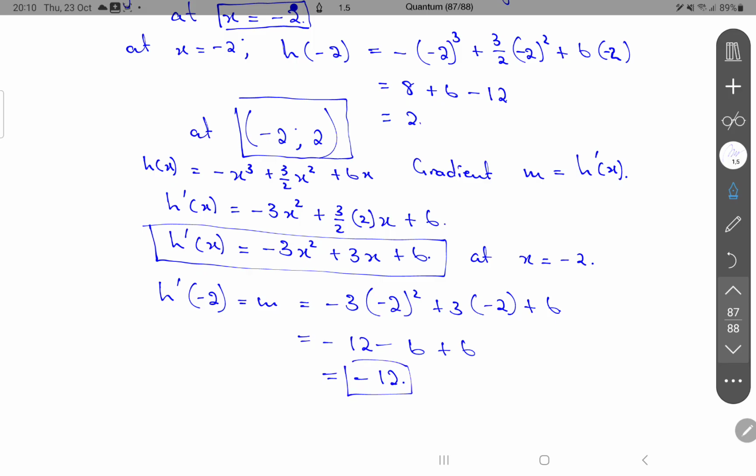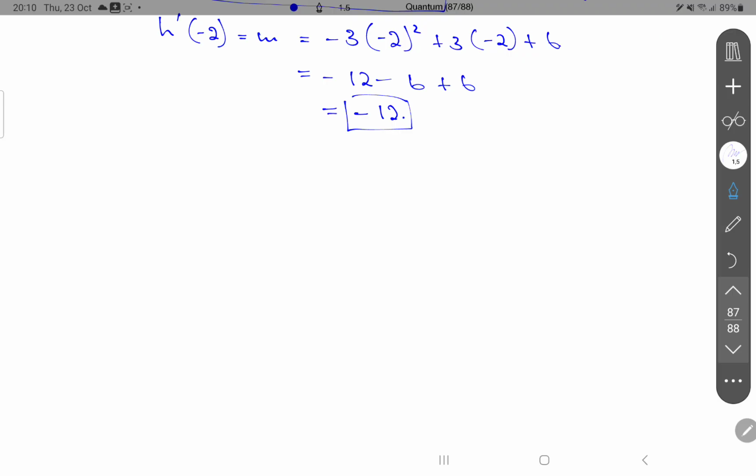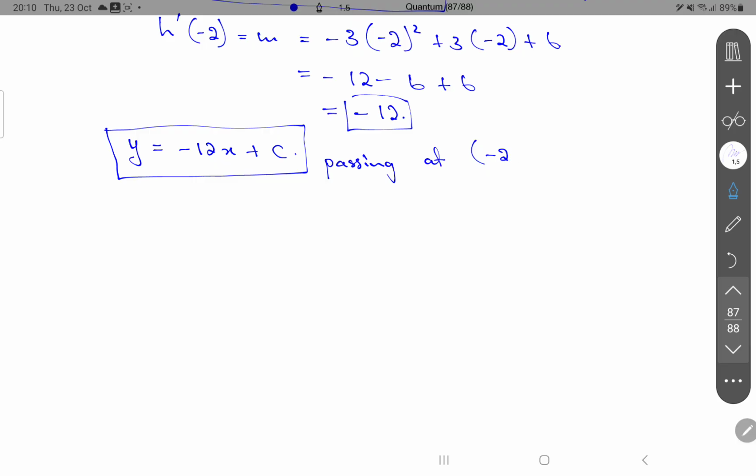So we will put this gradient in and say y is equal to negative 12x plus c. So we are at this point now. Remember, it is passing through (-2, 2). Remember this coordinate we calculated. So we are going to put it inside. So 2 is equal to negative 12 of negative 2 plus c.